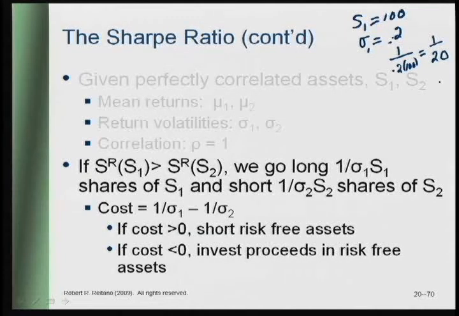And similarly, we're going to buy 1 over sigma 2 S2 shares of the S2 stock. There's going to be a cost associated with that, because in general, the number of shares we're buying won't have a cost of 0. It might have a cost, or it might produce a cash flow for us. Either way, we're going to make the adjustment in T-bills, that cost, which is 1 over sigma 1 minus 1 over sigma 2, that dollar amount will either be provided by shorting T-bills or invested in T-bills, depending on whether it's positive or negative. I don't care. All I want to assume is that that cash flow earns the risk-free rate.